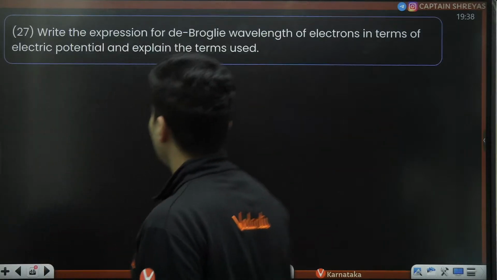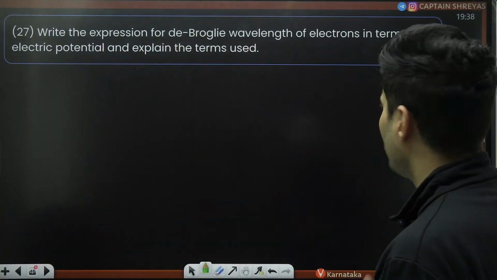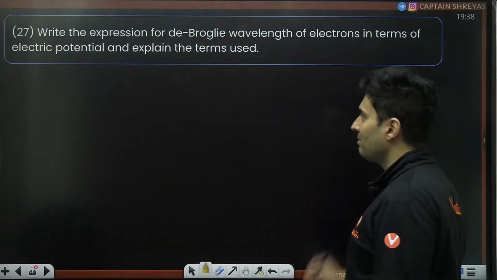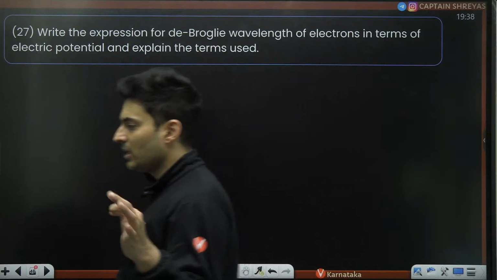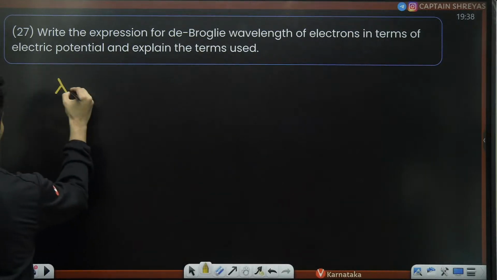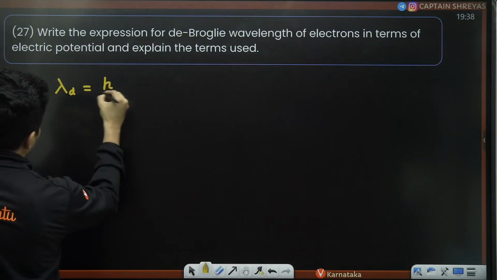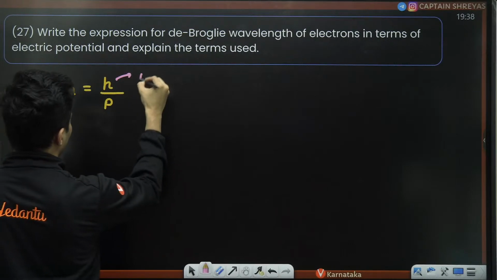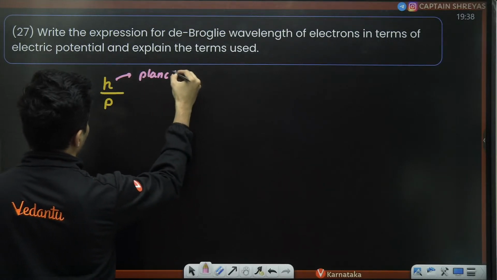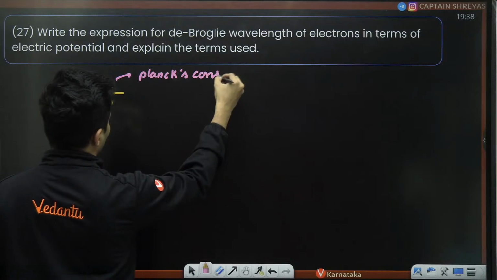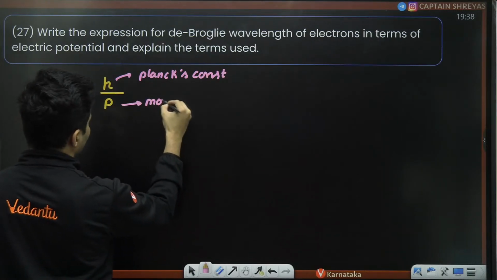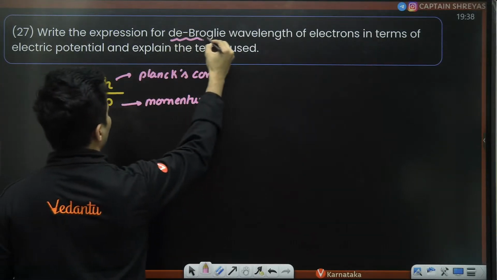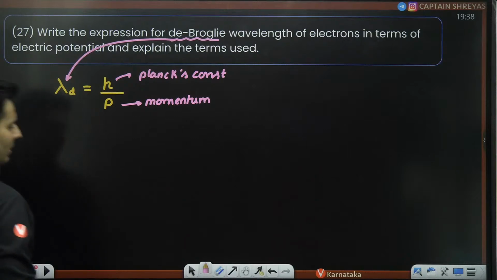Very good. Write the expression for de Broglie wavelength of electrons in terms of electric potential and explain the terminologies used. The de Broglie wavelength has a formula: Planck's constant divided by the momentum. So let me mention what this is. This is your Planck's constant, and this is nothing but your momentum, and this is your de Broglie wavelength.